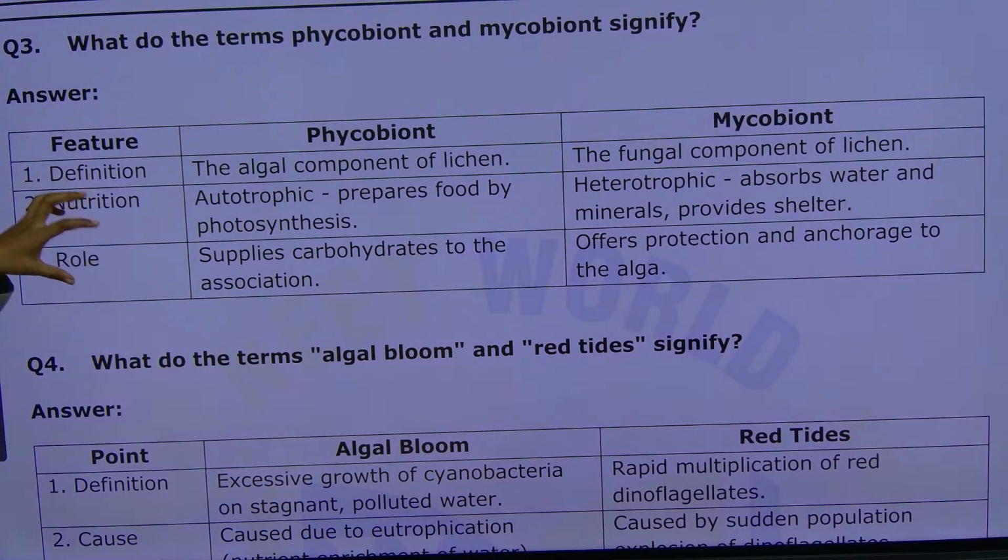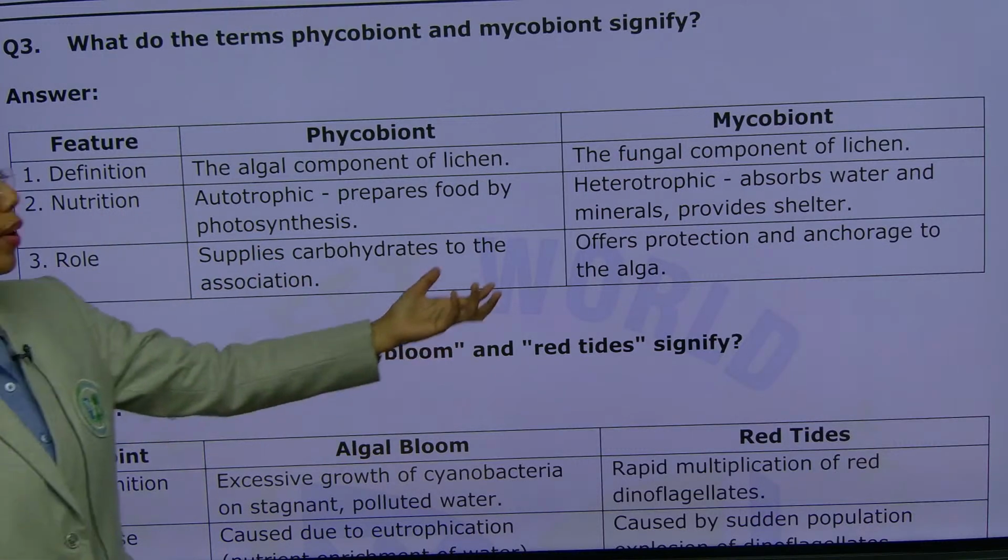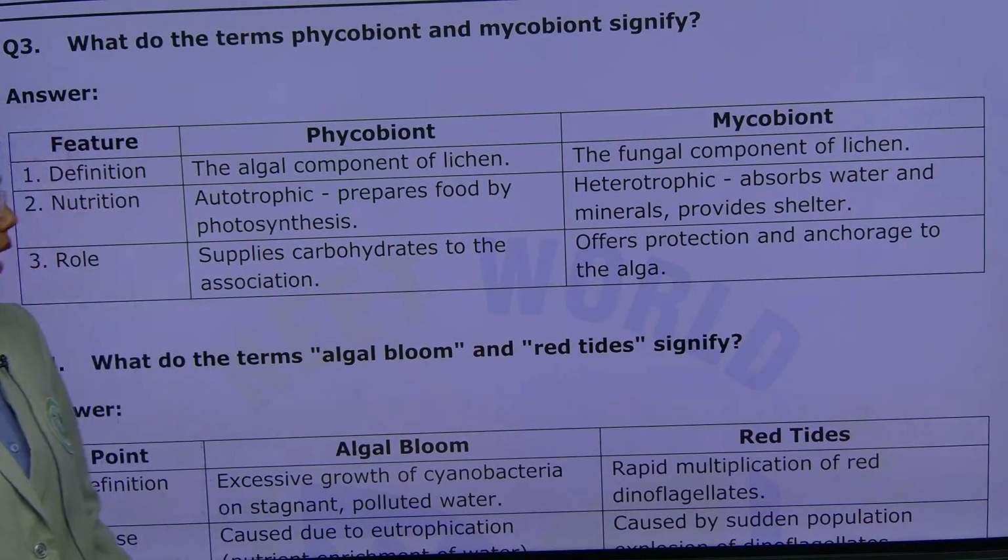Phycobiont supplies carbohydrates to the association. Mycobiont offers protection and anchorage to algae.